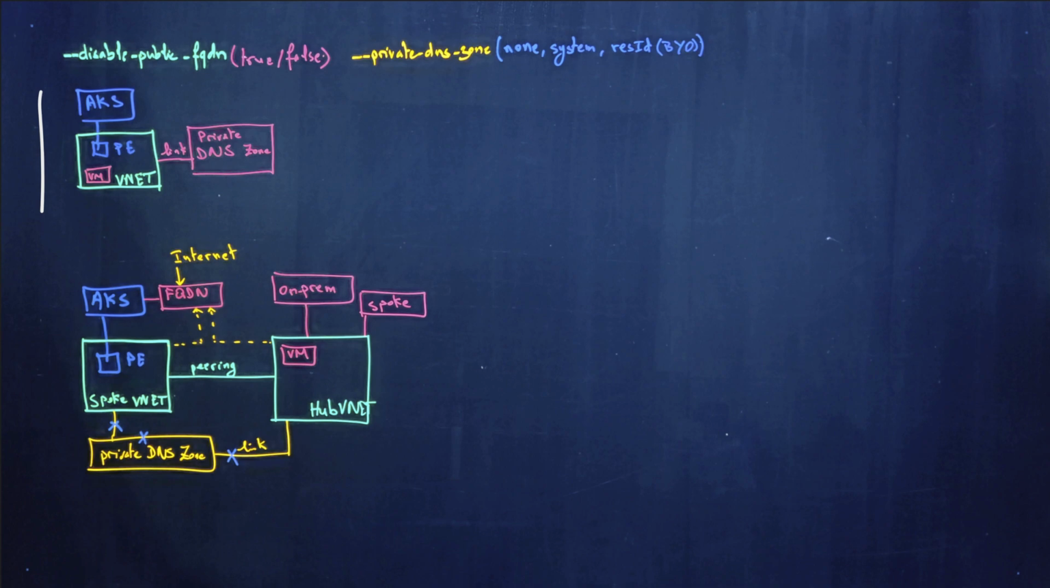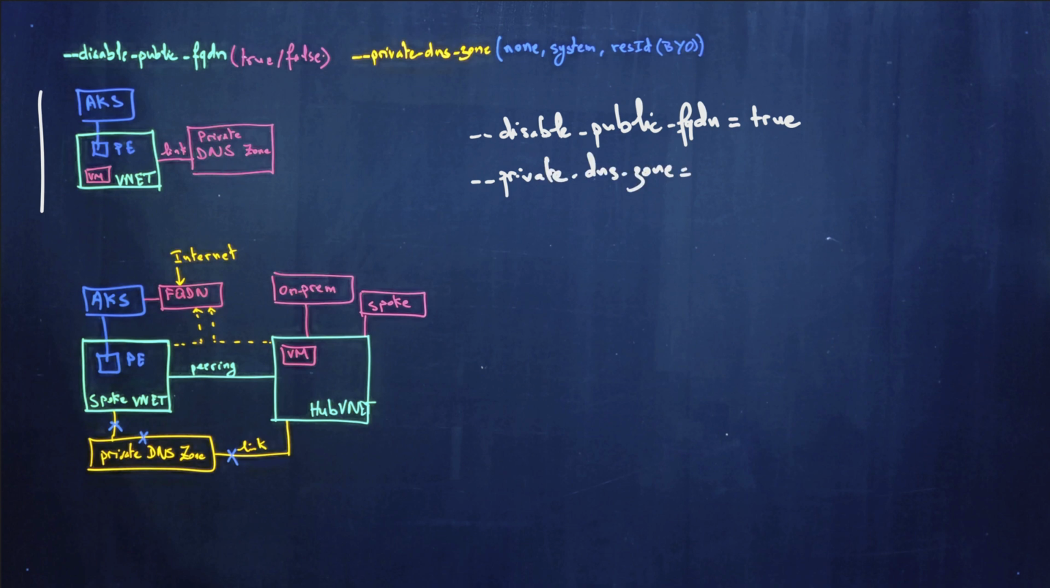This is the typical configuration where we set disable public FQDN to true, and at the same time private DNS zone will be either equal to system or it will use bring your own DNS zone. In both cases the AKS cluster will create the A record.